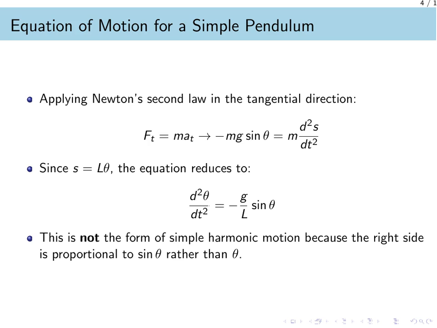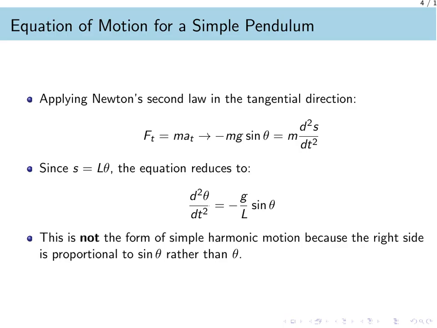To understand the motion, we apply Newton's second law in the tangential direction. The restoring force is equal to the mass times the tangential acceleration. Because the force acts toward the equilibrium position, we write it as negative mass times gravity times the sine of theta. Since the arc length s is equal to the length L times the angle theta, the acceleration can be written as the second derivative of theta with respect to time. This leads us to an equation where the second derivative of the angle equals negative gravity divided by length multiplied by the sine of the angle.